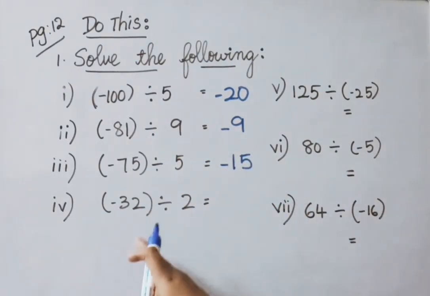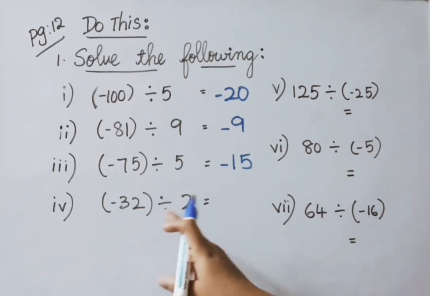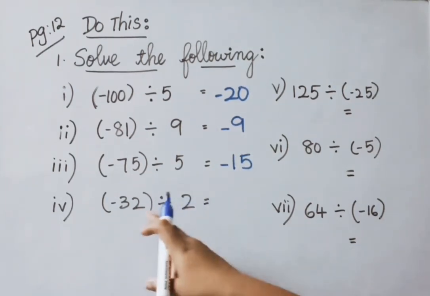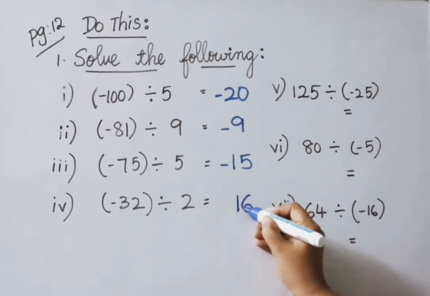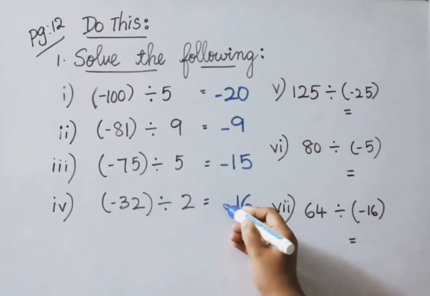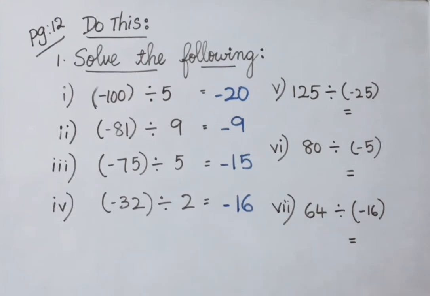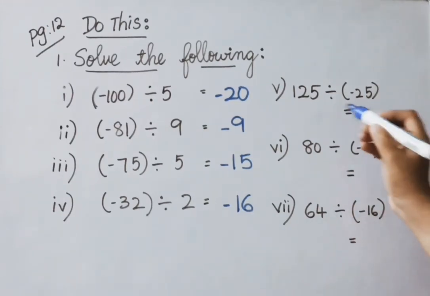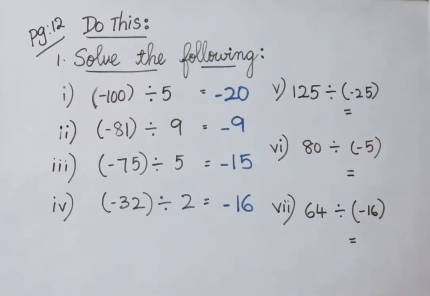See fourth one, minus 32 divided by 2. First divide the whole numbers. 2 table 32, how many times? 16 times. Then after keep the minus sign. So the answer is minus 16. See the fifth one, 125 divided by minus 25. 25 table 125, 5 times it is divided. So write down 5 and keep the minus sign.